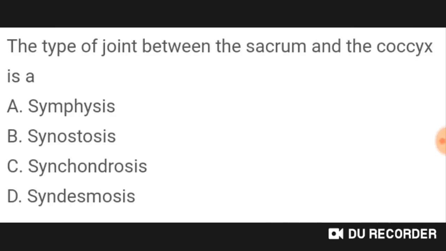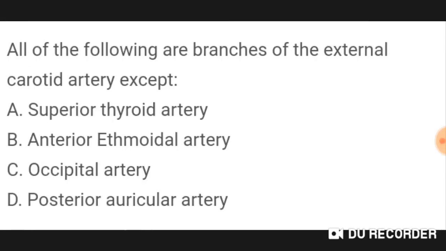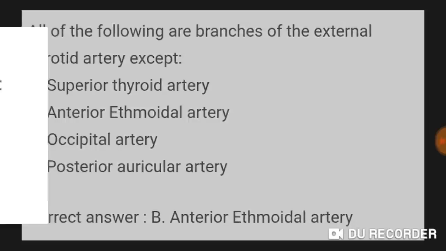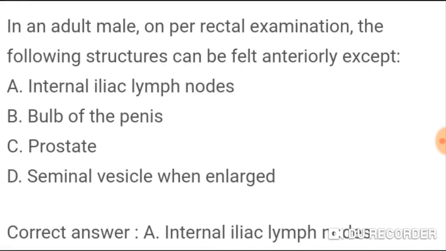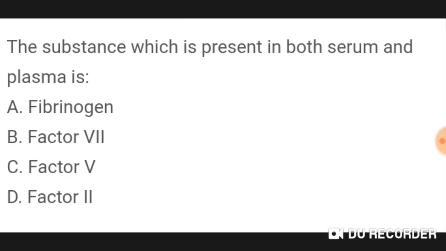A type of joint between sacrum and coccyx is a symphysis. All of the following are branches of external carotid artery except anterior ethmoidal artery. In an adult male, on per-rectal examination, the following structures can be felt anteriorly except internal iliac lymph nodes. The substance which is present in both serum and plasma is factor 7.